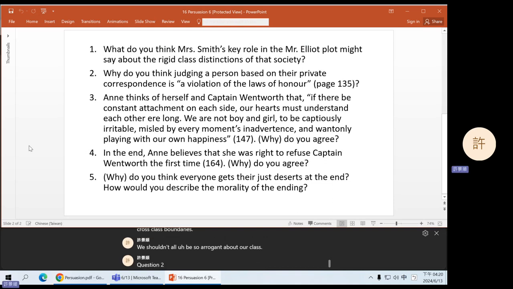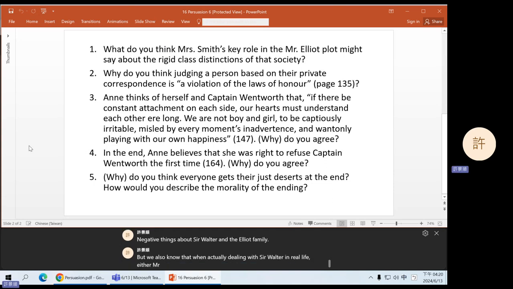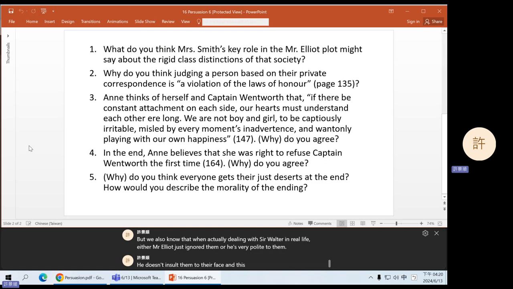Question two, we already saw the evidence for this one. Why shouldn't you judge someone based on their private letters? Well, from the letter we do see, Mr. Elliot's letter to Mr. Smith, he says negative things about Sir Walter and the Elliot family. But we also know that when actually dealing with Sir Walter in real life, either Mr. Elliot just ignored them, or he's very polite to them. He doesn't insult them to their face. And this gives us a hint.